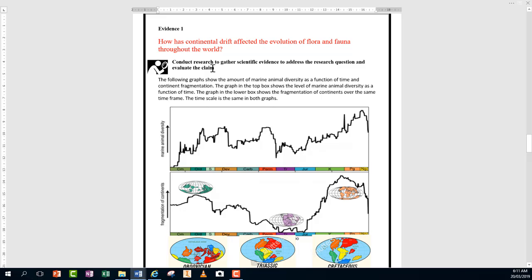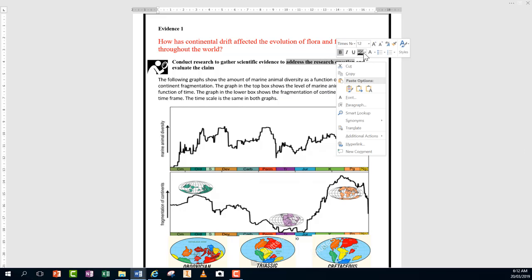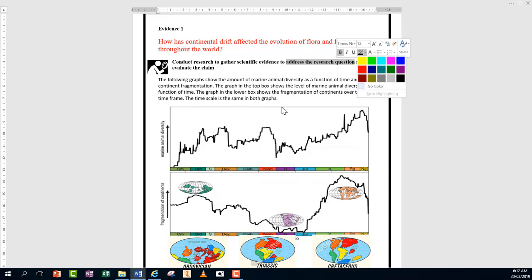Conduct research to gather scientific evidence to address the research question and evaluate the claim. Okay, so the important thing I see in there is to address the research question. Now yes, evaluate the claim is there as well, but I think for my purposes right now, I'm going to highlight that.